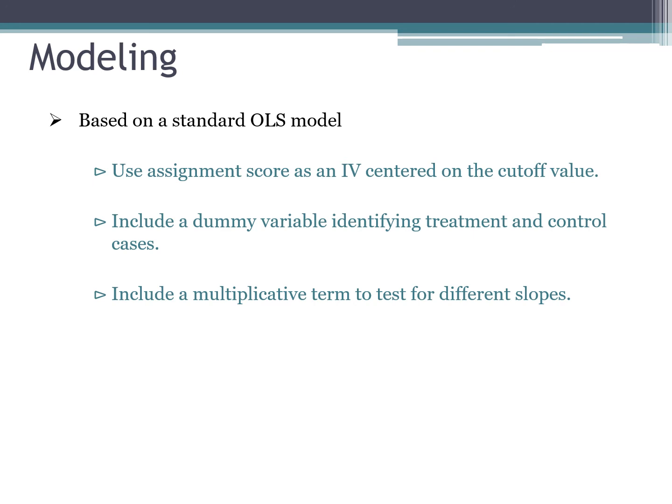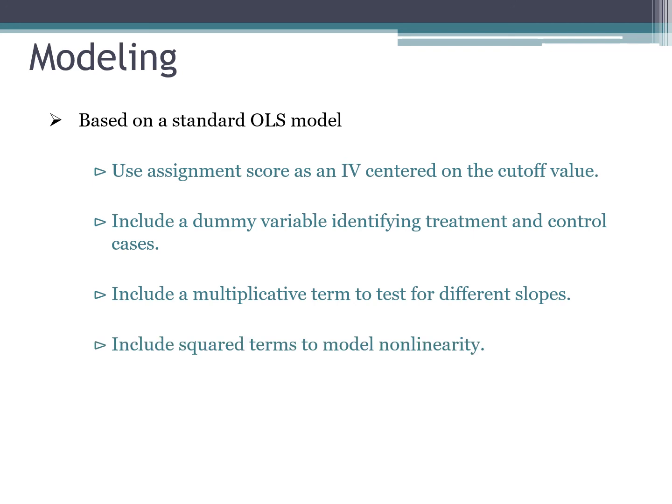So essentially in interrupted time series, the assignment score was the year variable. The dummy variable identifying treatment and control cases was just whether it was a pre or post intervention year. And then we created a multiplicative term that was an interaction term between those two variables. And we centered time on the year of the intervention. Here we're centering it on the cutoff score. So very, very similar to interrupted time series.